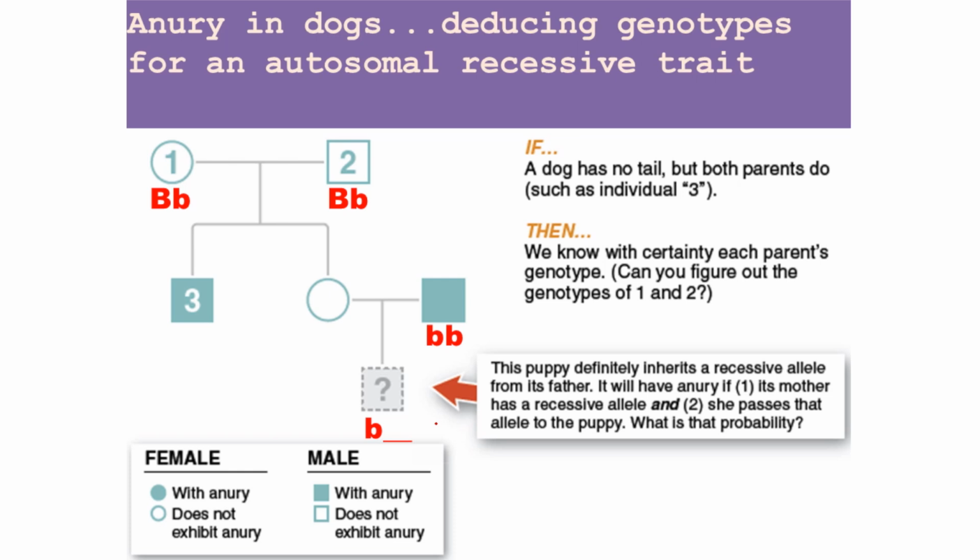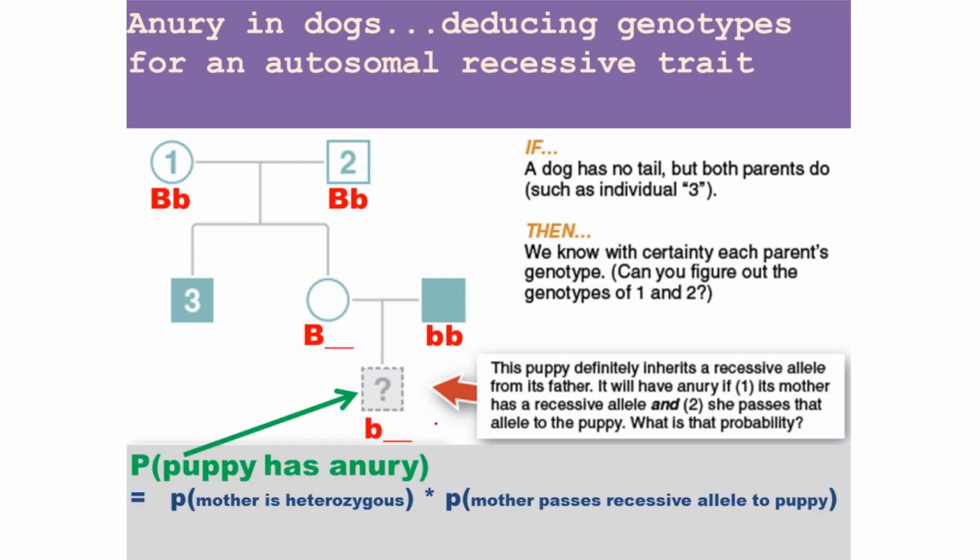But from the mother, let's figure out what we know. The probability that this unknown puppy is going to have anury is going to be the probability that the mother is heterozygous, because the mother has to have an allele that she can pass on, the little b, and the probability that she passes it on, Mendel's law of segregation, that's going to be 50%. So it's going to be some probability that she is heterozygous times half. Now we think, all right, what's the probability that she is heterozygous?